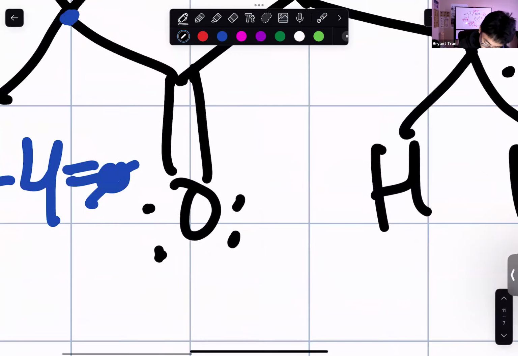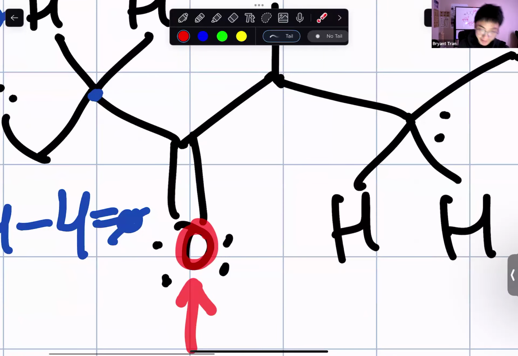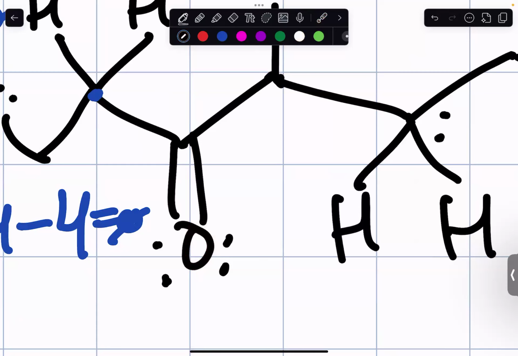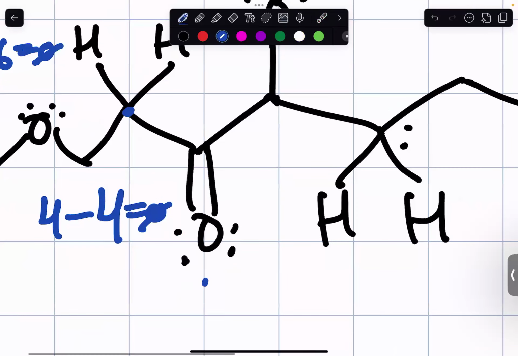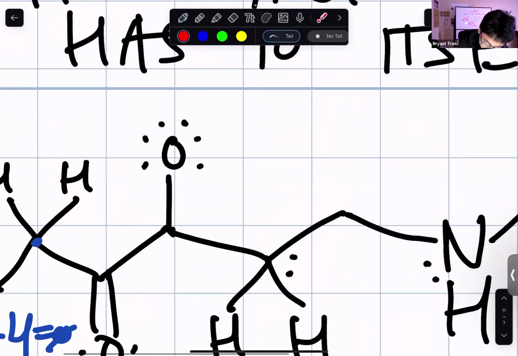Okay. Now let's look at this oxygen right here. What would be the formal charge of this oxygen here? Would it also be neutral? Yes, it would also be neutral. That's correct. What about this oxygen right here?